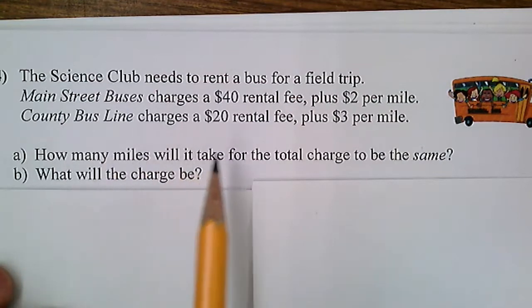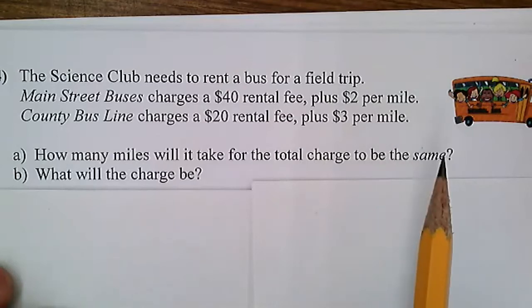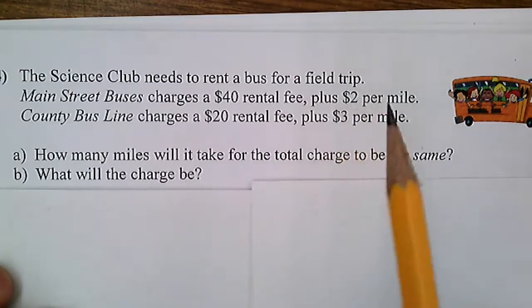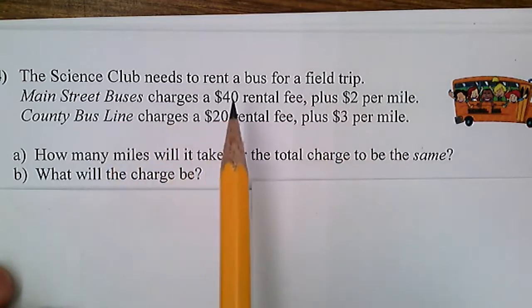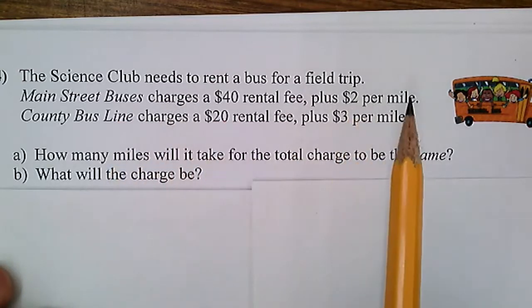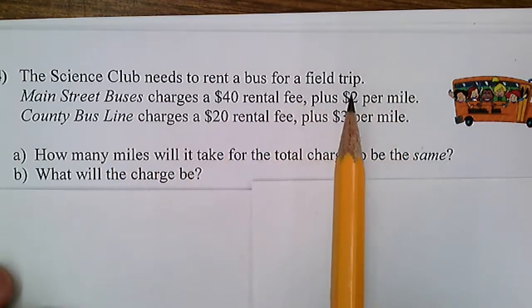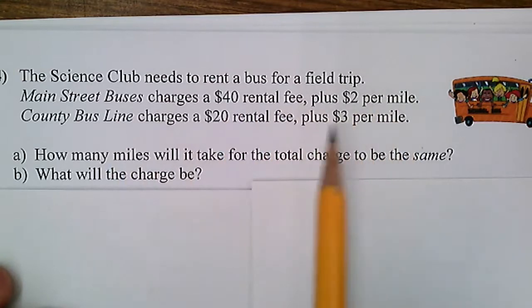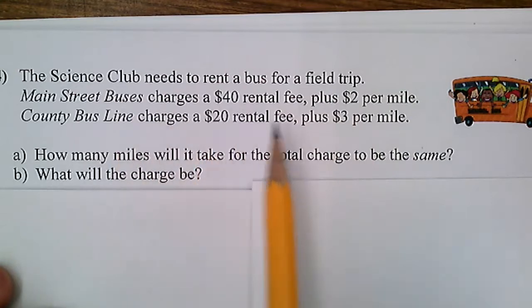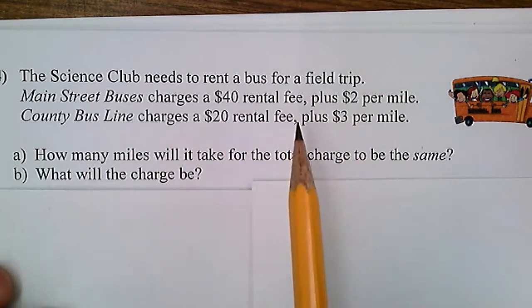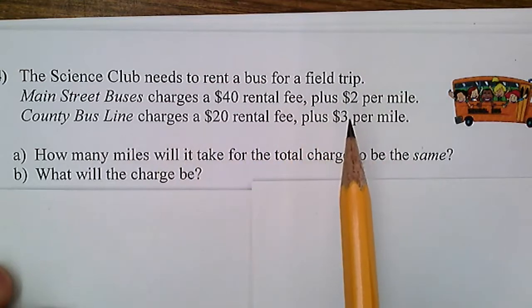So we want to figure out how many miles it will take for them to be the same, and what would that cost be? Because obviously they're not the same, right? If we only went 1 mile, that would be $2 plus 40, and 40 plus 2 is 42. And if we were only going 1 mile for this one, this would be $23.